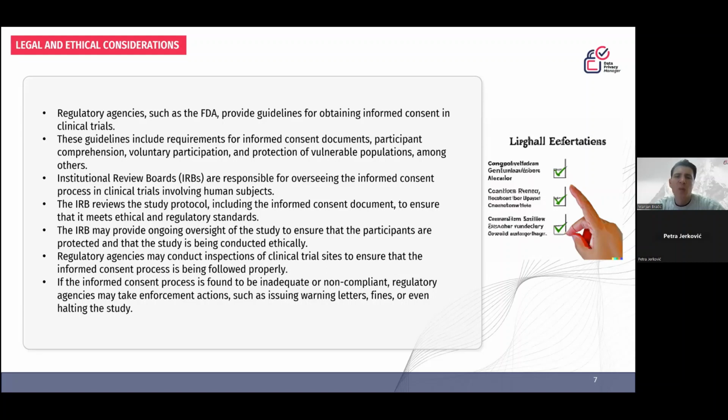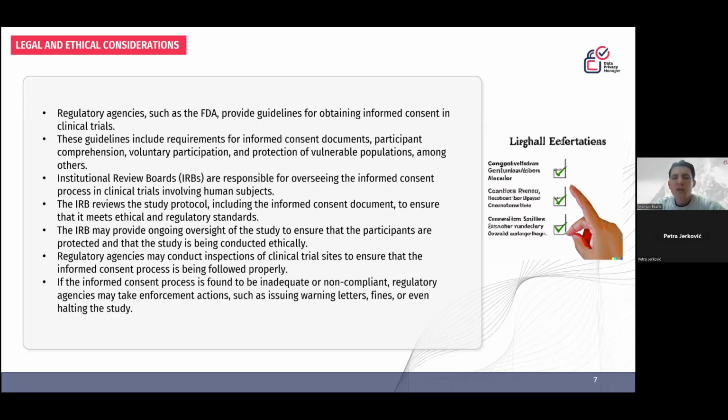In the US, for example, the FDA has established regulations governing informed consents in clinical trials. These regulations require that informed consent be obtained in accordance with the principles of the Belmont Report, which outlines ethical principles for human research. The Belmont Report identifies three core principles: respect for persons, beneficence and justice. Respect for persons requires that individuals be treated as autonomous agents and that those with diminished autonomy be provided with extra protections.